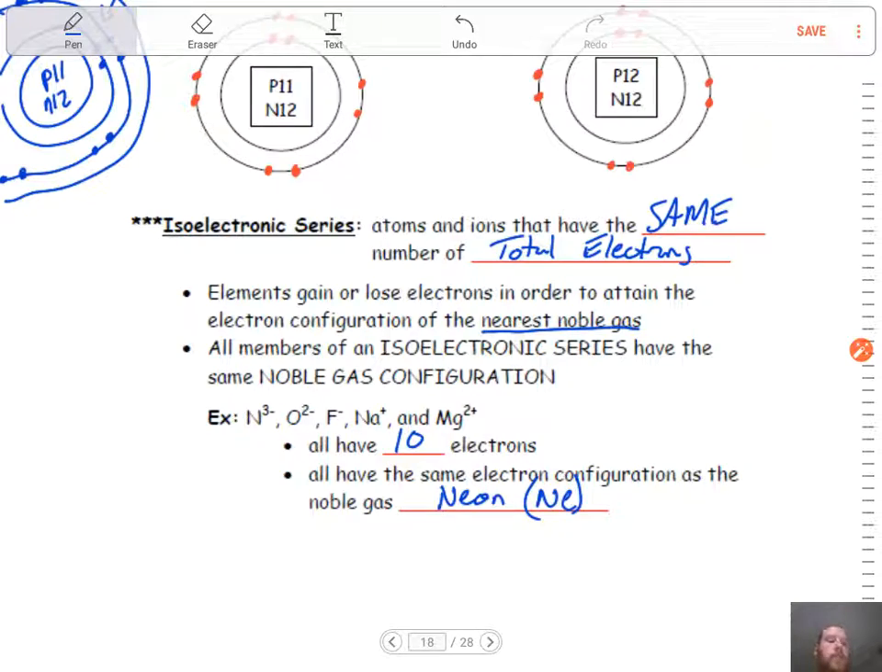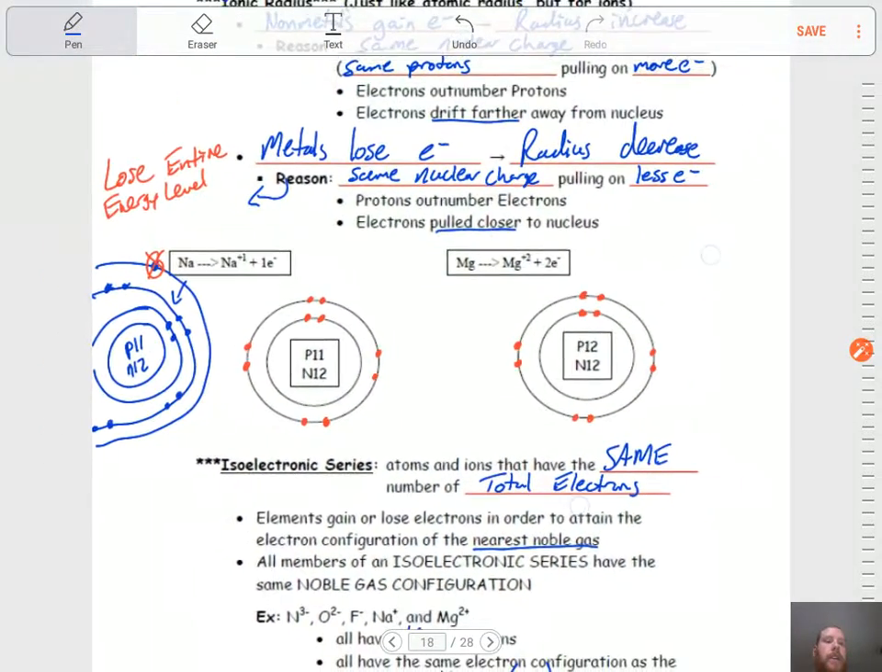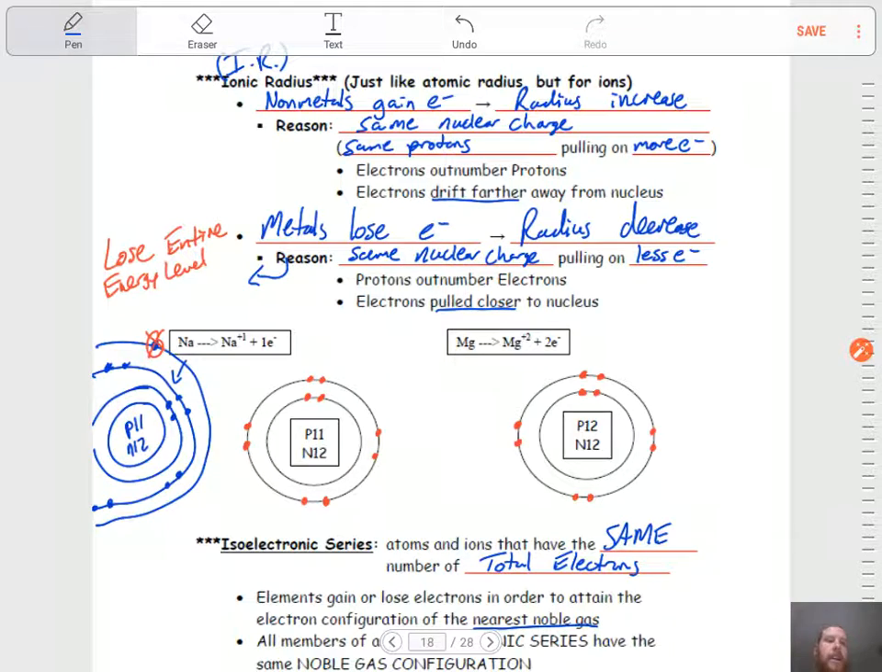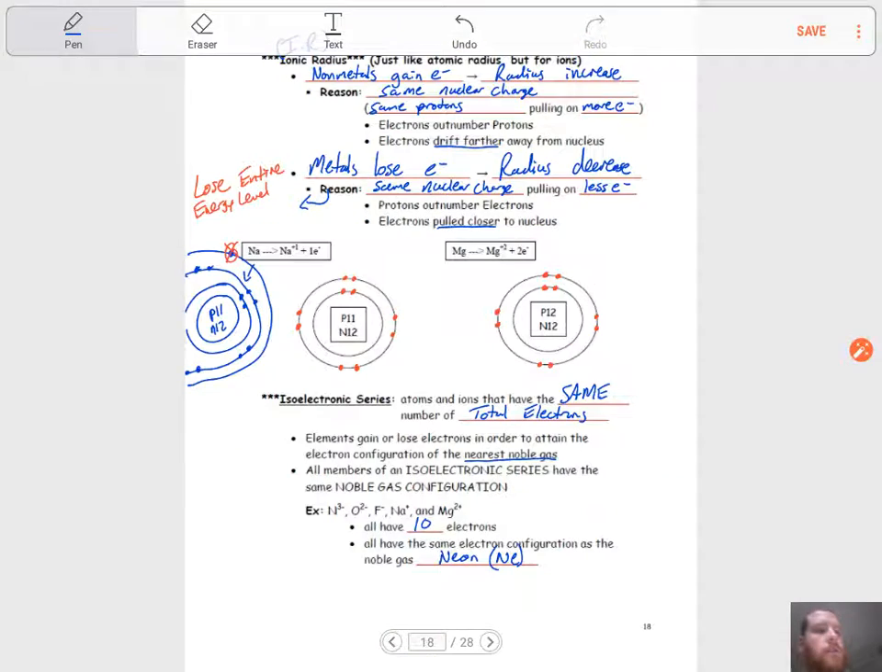Just to recap, 2 big things. Ionic radius is similar to atomic radius. Nonmetals gain electrons, so they're going to increase. Your anions are going to be larger, and cations are going to be smaller. We can jot that down up here. Let me do it over here on the right.